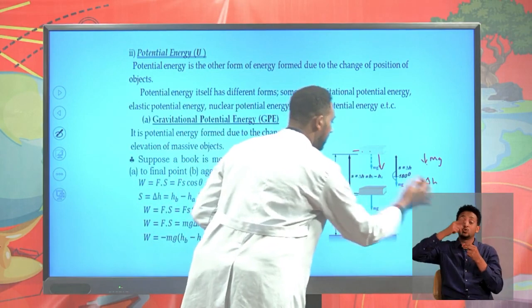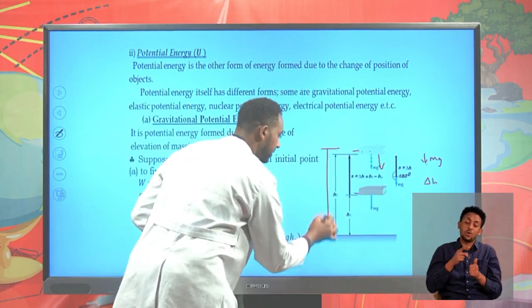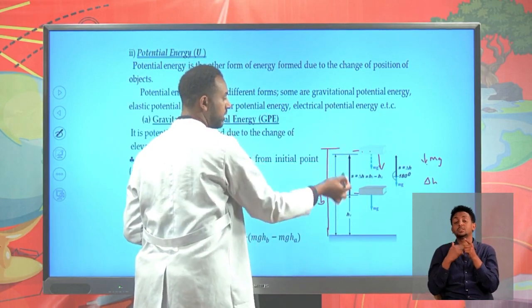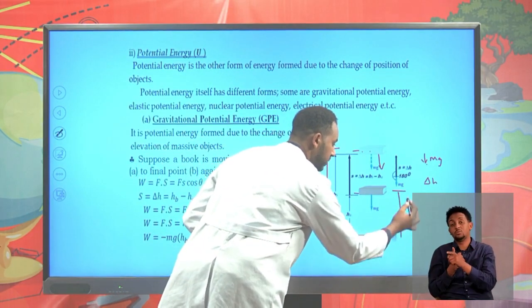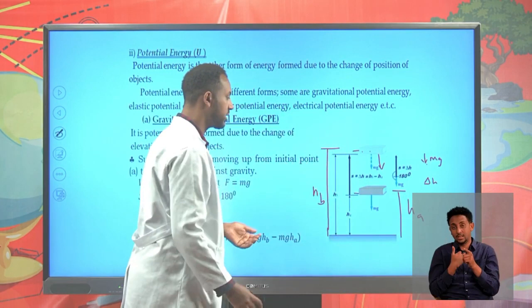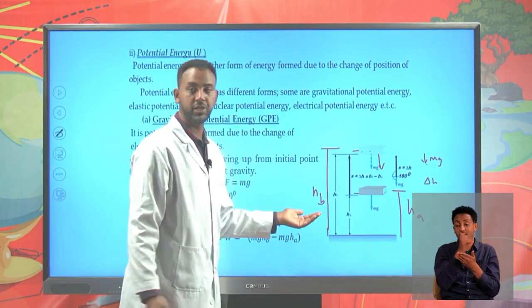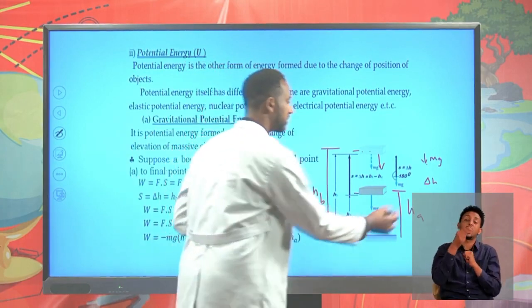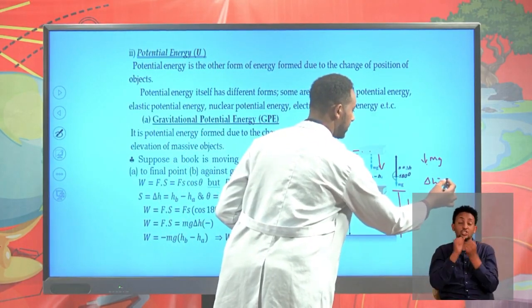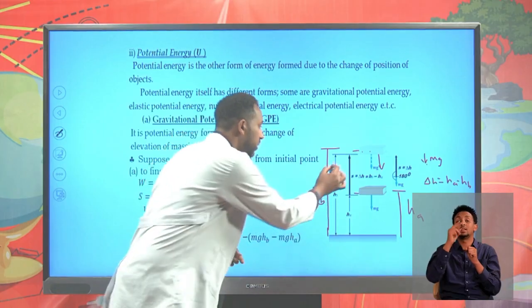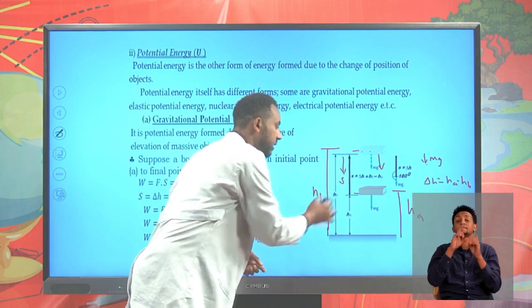Change in height means the initial location of this particle B can be given as HB, and this is said to be HA. If it is expressed like this, the difference between HB and HA is known as the change in H. Change in H is the final height, HA, minus HB. You can find that H. So this is the displacement S.